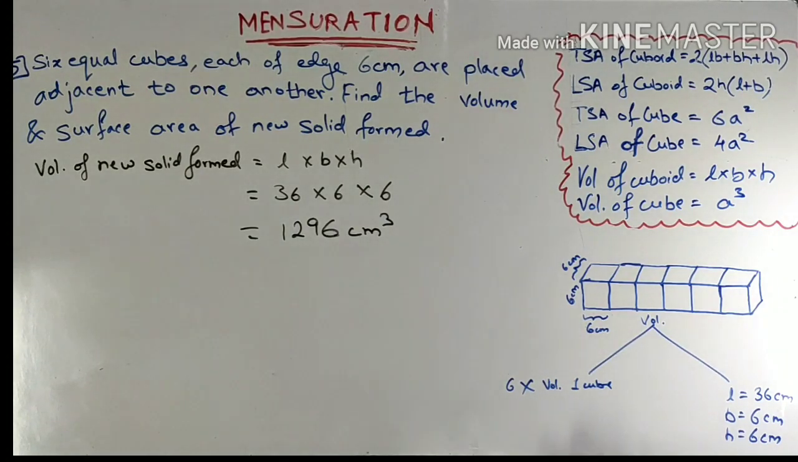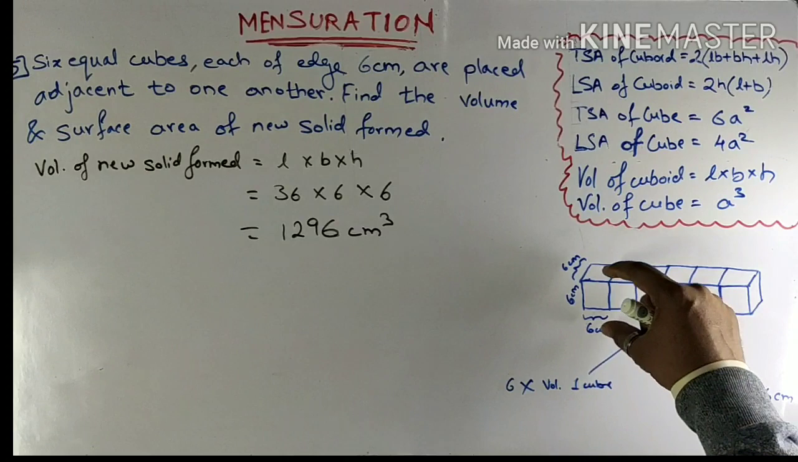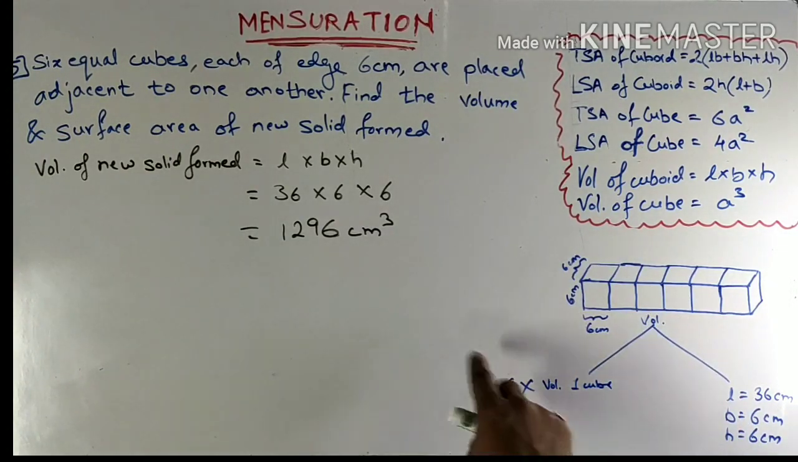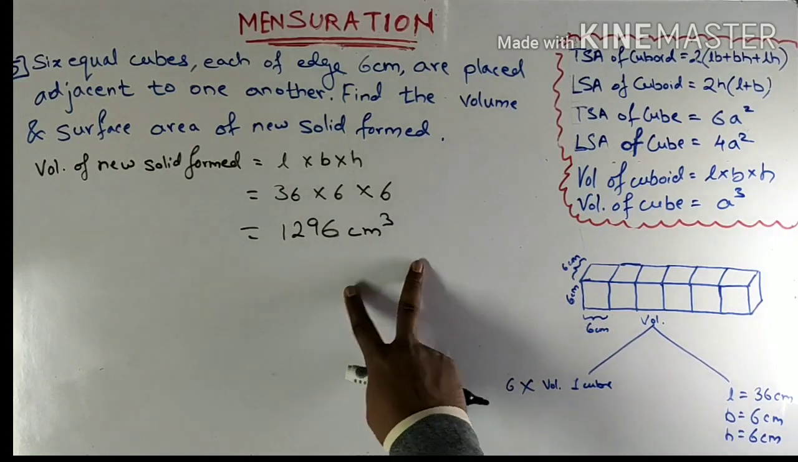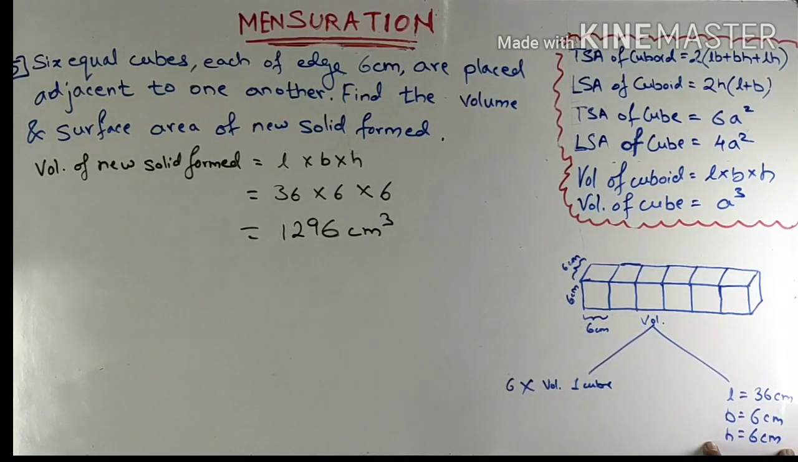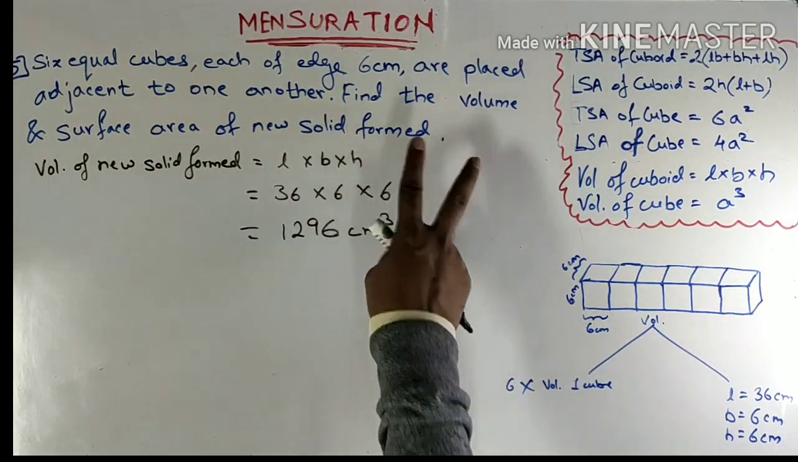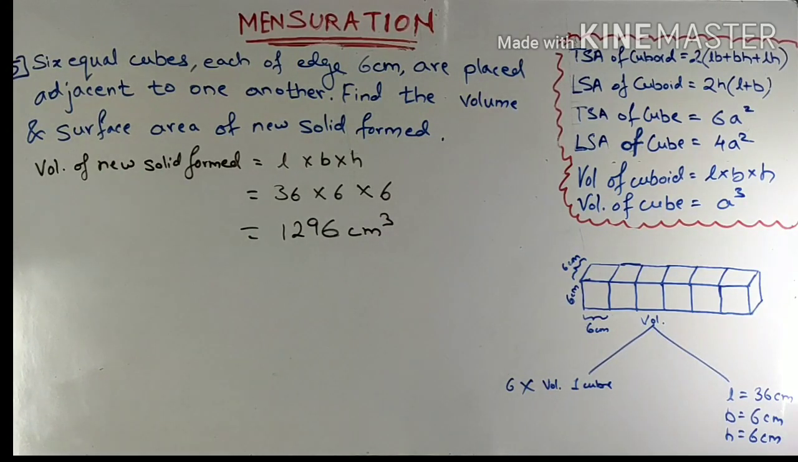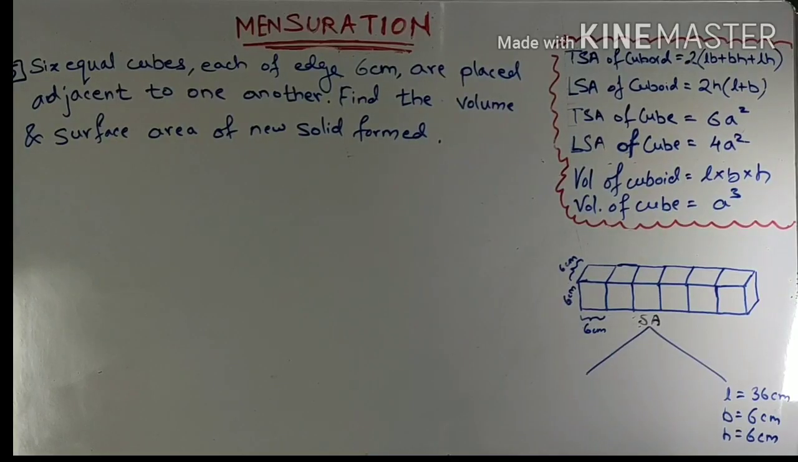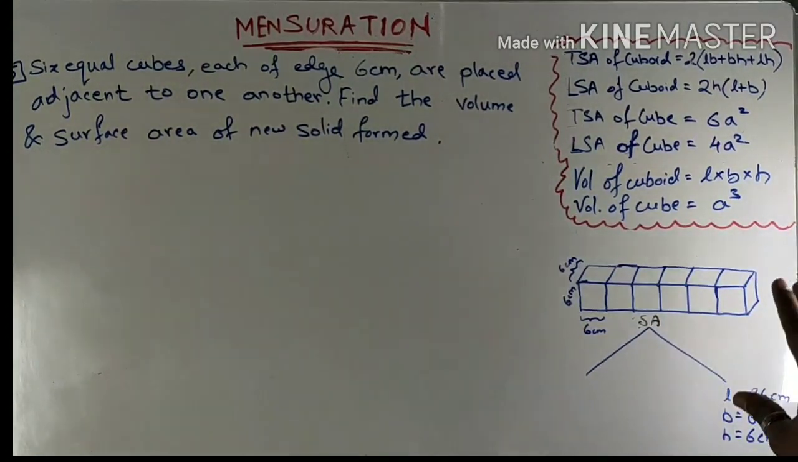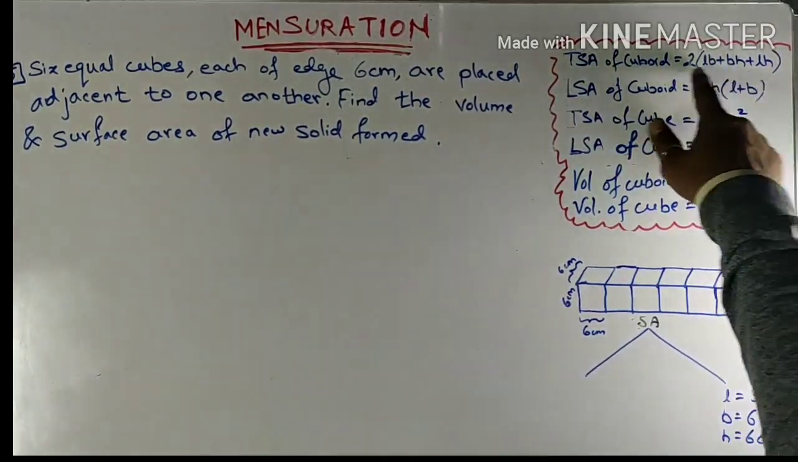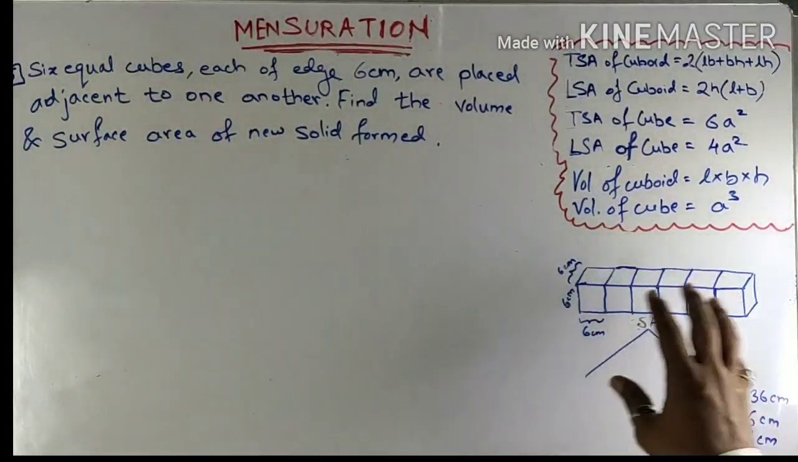You can try by this method of finding the volume of a small cube and multiplying by 6. You will get the same answer as you have found by the volume of the cuboid. Okay, so the volume of the new cuboid formed is length into breadth into height, that is nothing but 1296 centimeter cube. Moving on to the next part, surface area. Again, you can consider it a one step method. Consider this as a cuboid and use the surface area formula of a cuboid and directly find the total surface area of the new solid formed.